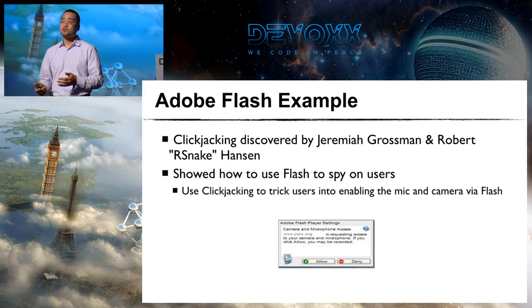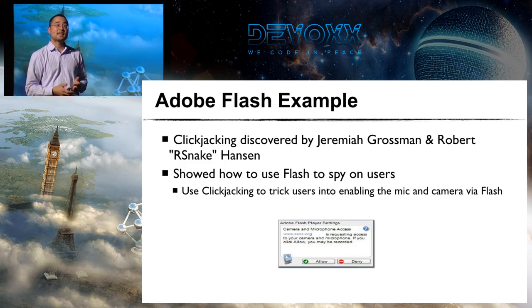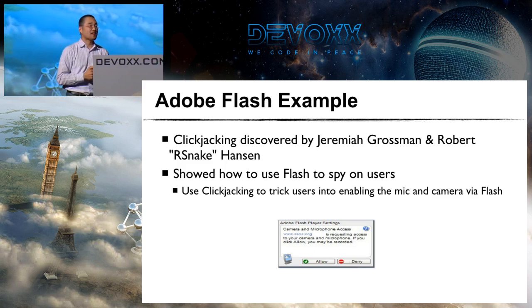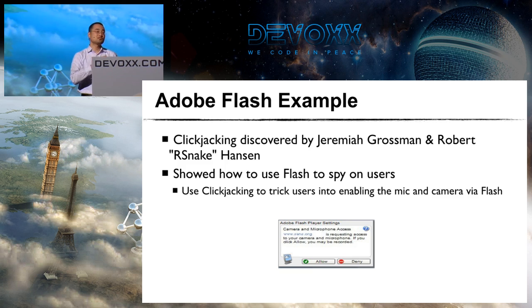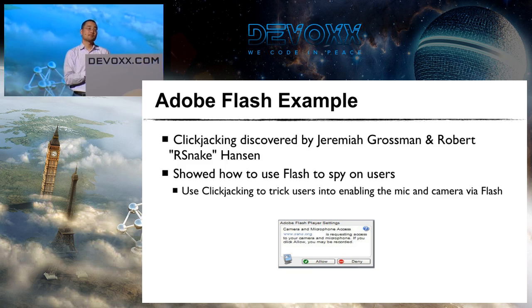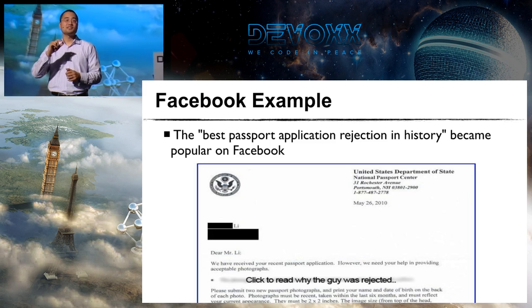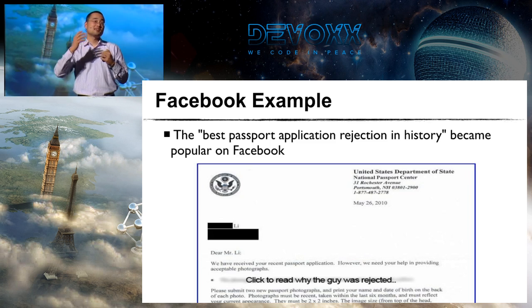Clickjacking was actually discovered by Jeremiah Grossman and Robert Hansen, and when they first released this research, they had a finding associated with it. Back in the day, Flash used to have this little pop-up box you see on the screen come up when it would want to enable your microphone and your camera. So what they did is they would, through clickjacking, trick you into clicking this OK button so that they could go ahead and spy on you. Pretty clever, right?